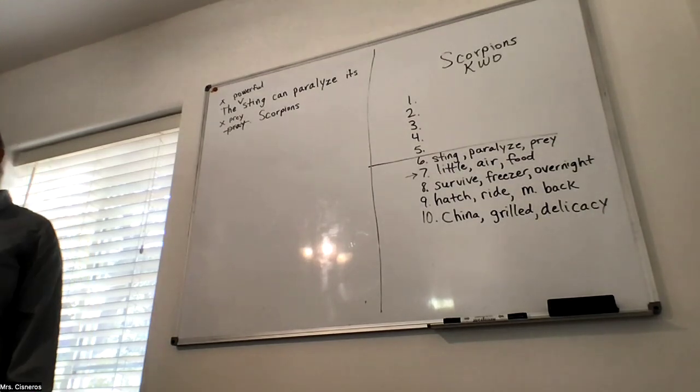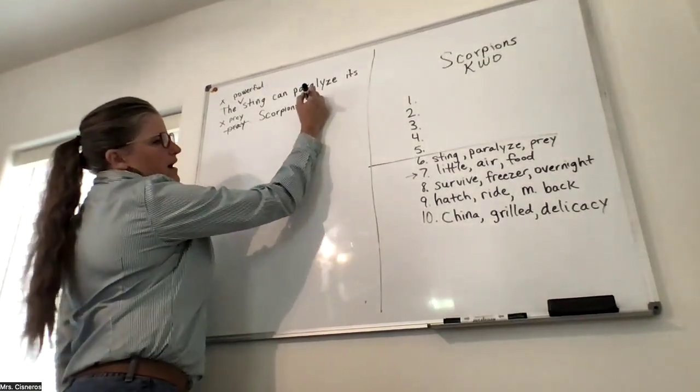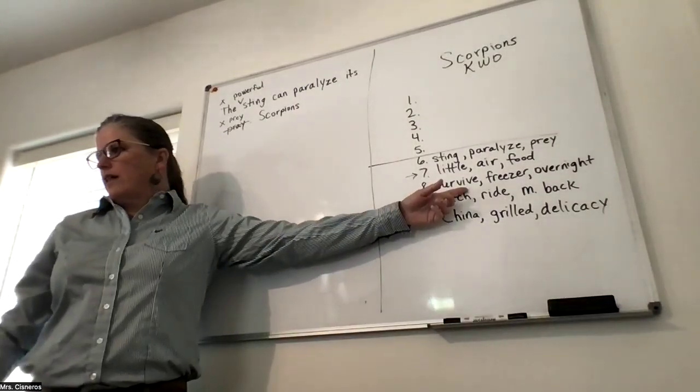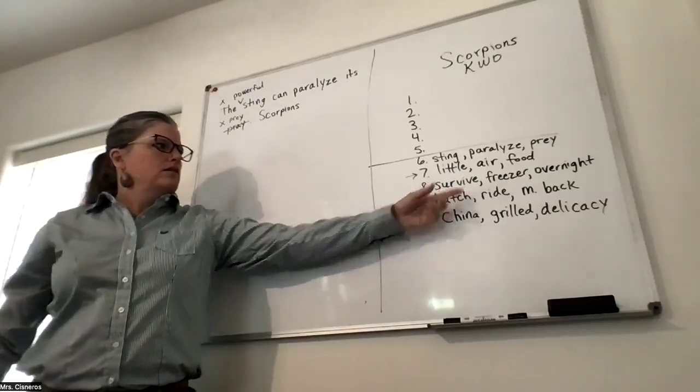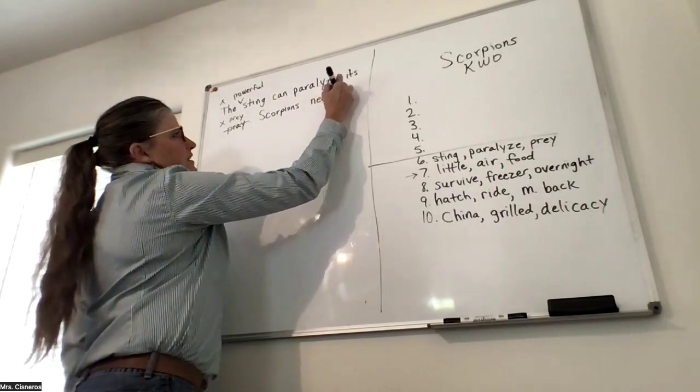Oh. Okay, scorpions can survive. Well, we use survive later though. I wonder if we should save that word, Hallie, for the next sentence. Somebody was at the window. Scorpions need little.